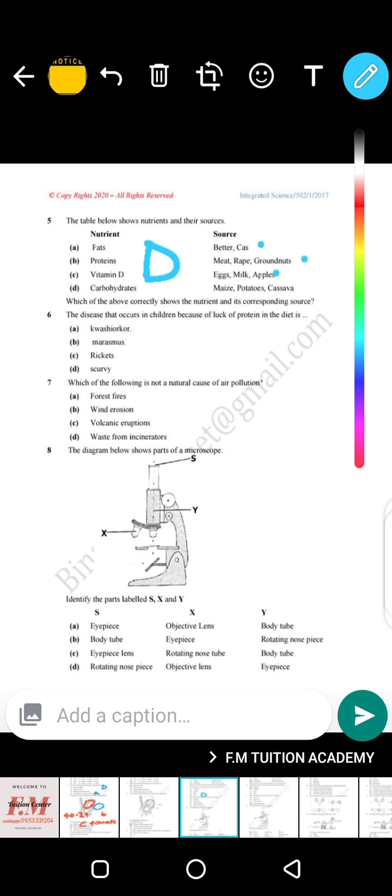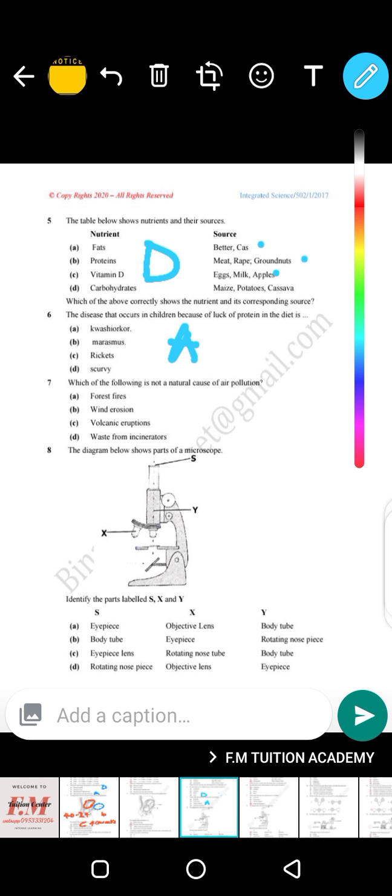Question 6. Which of the following correctly shows the nutrients responsible for the disease due to lack of protein? Okay, whenever there's a lack of protein, you're dealing with kwashiorkor. So the answer is A. When there's lack of protein in the body, you're dealing with kwashiorkor. So the answer is A.